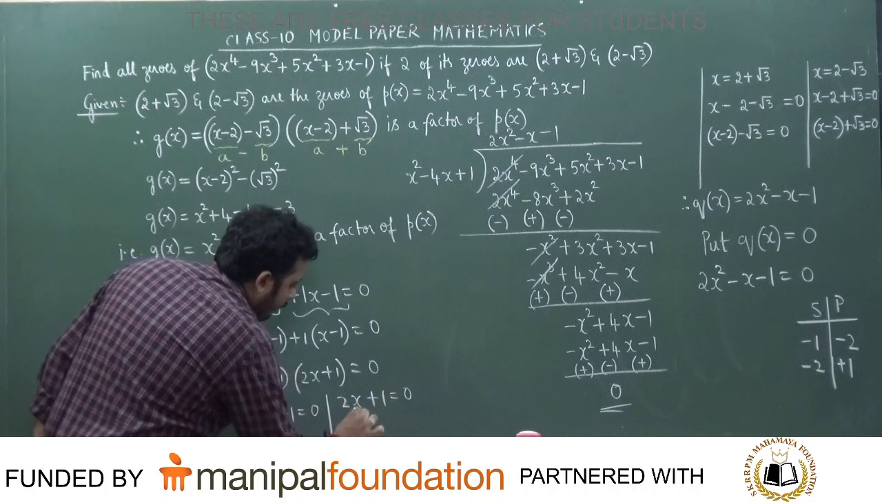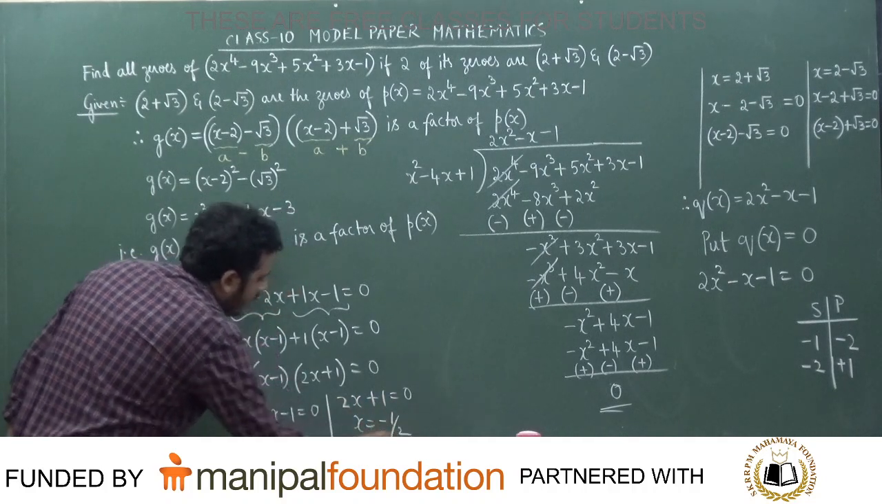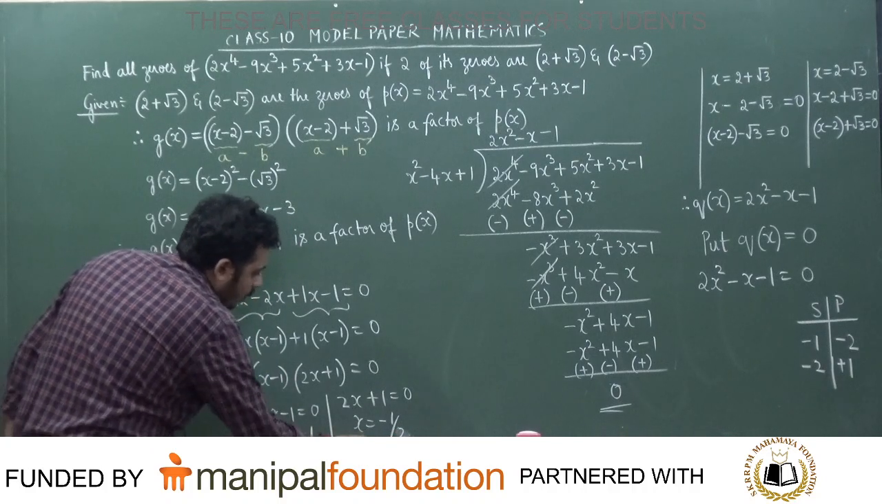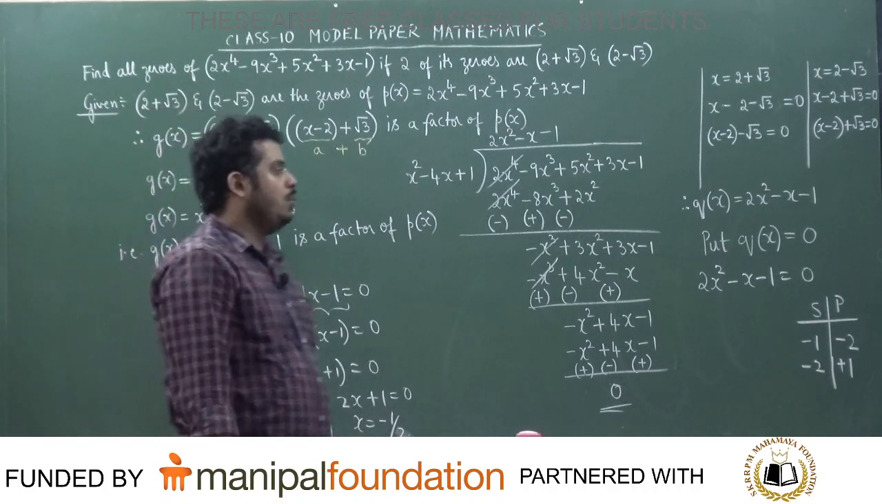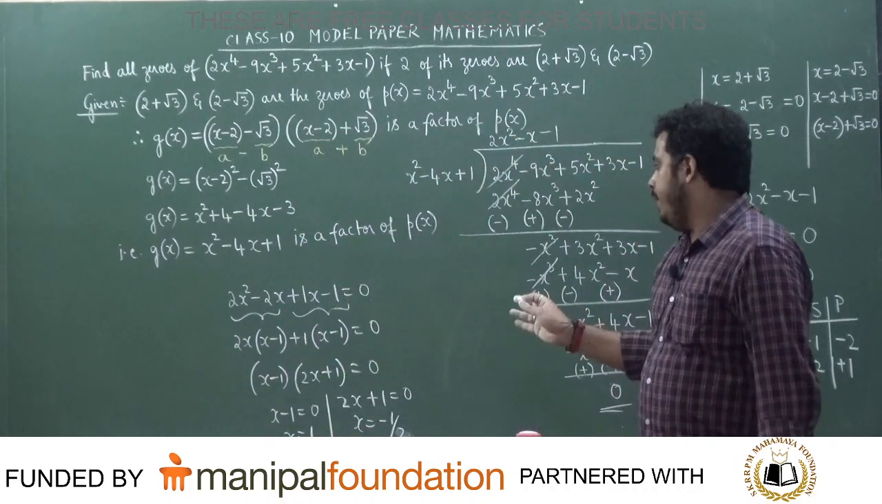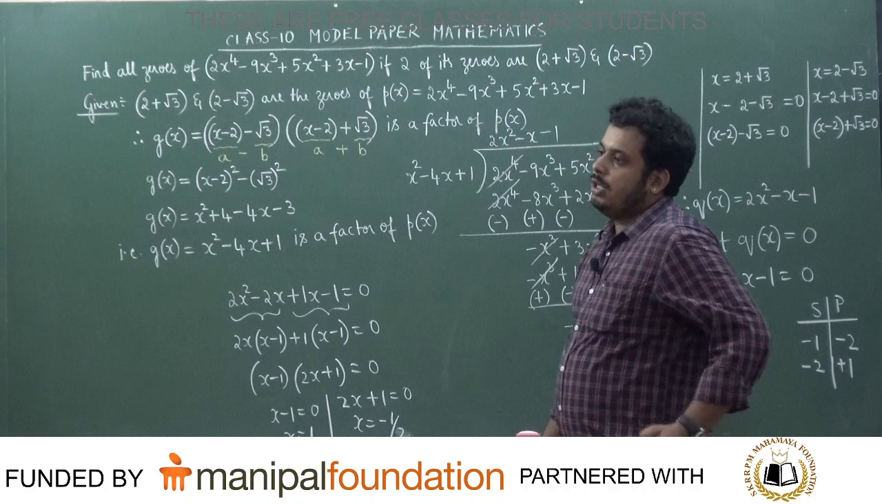So x is equal to minus half, or x is equal to 1. So these are the remaining 2 zeros of the polynomial. So you mark this question as a very, very important question. This question will be asked for 4 marks in the exam.